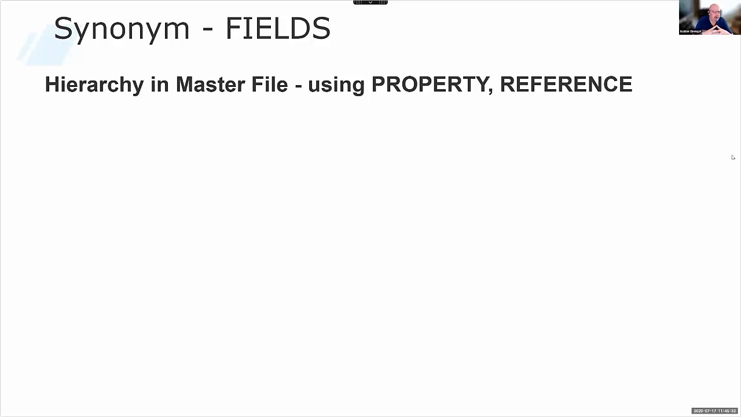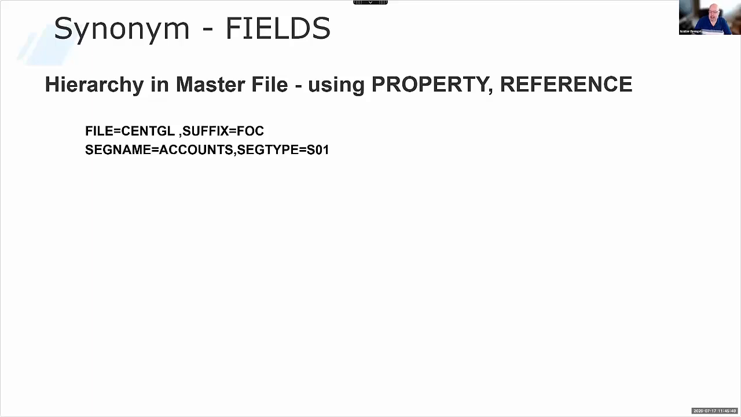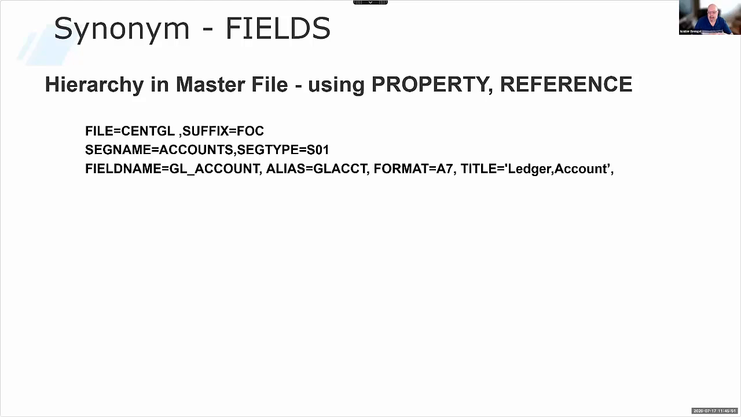We mentioned property and reference in relation to hierarchy. So in FML processing, that's where this is used mostly. So here I have the sent.gl file. It's a focus file. And we have one segment, accounts. And inside of accounts, we have a field called GL account. And that GL account is the account name.